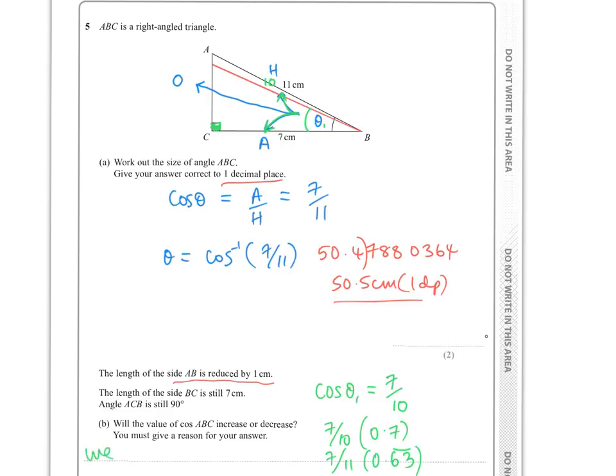So we note that cos, and I'm going to do cosine of ABC because theta 1 was not the same as theta 2, but ABC, if I just explain, A to B to C is the angle we're talking about. We can note that cos of ABC has increased. And that's all we need to do for that question.